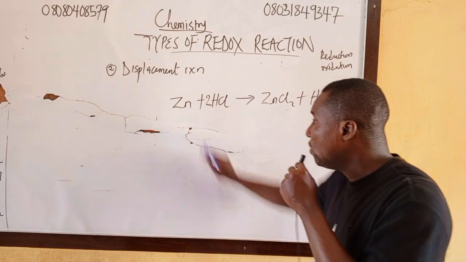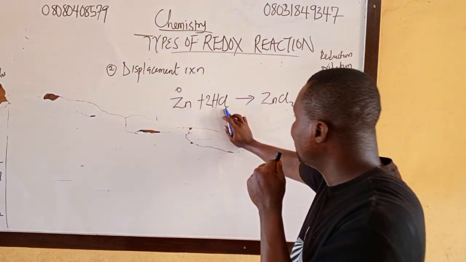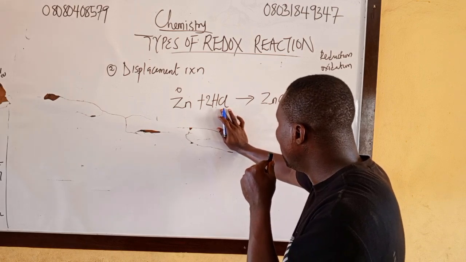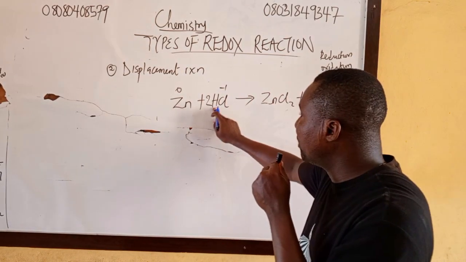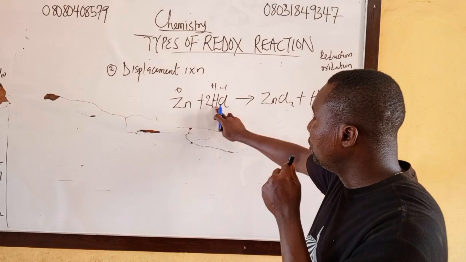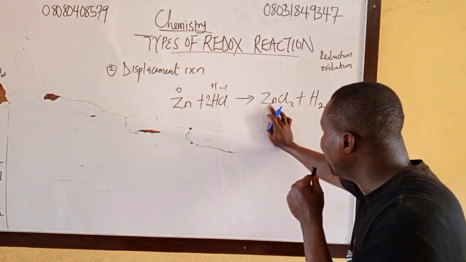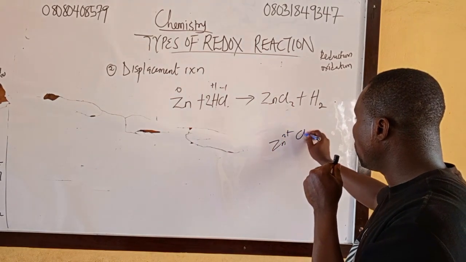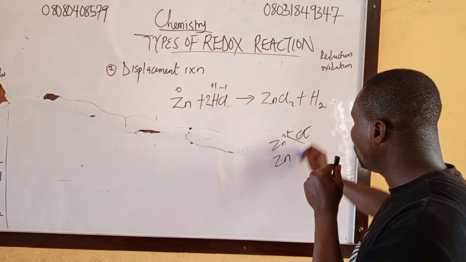Let us verify. What is the oxidation number of zinc here? 0. What is the oxidation number of chlorine? Chlorine is -1. What's the oxidation number of hydrogen? +1. What is the oxidation number of zinc in this place? Here you have zinc 2 plus and chloride minus, the chloride ion.